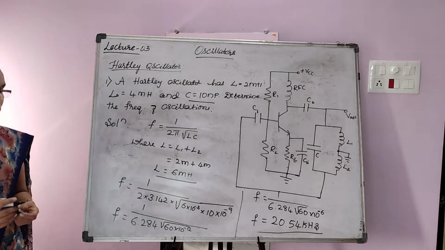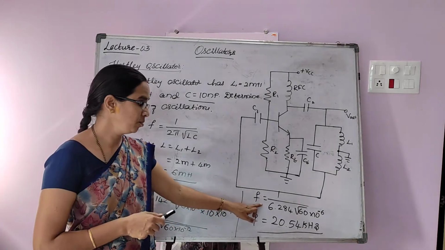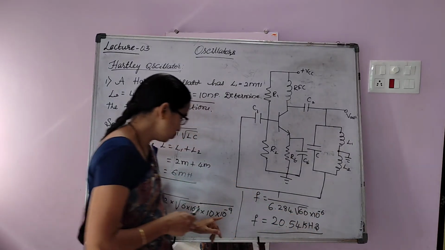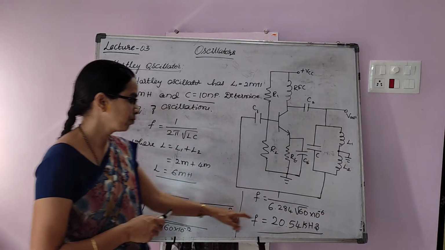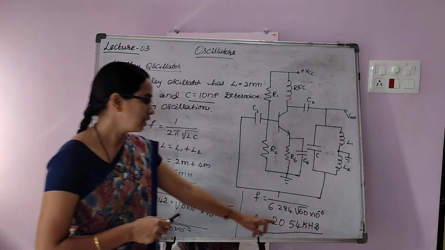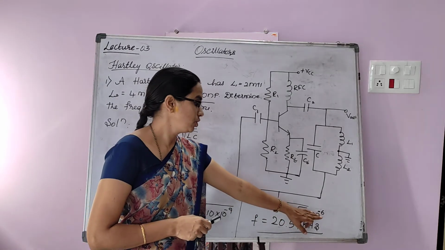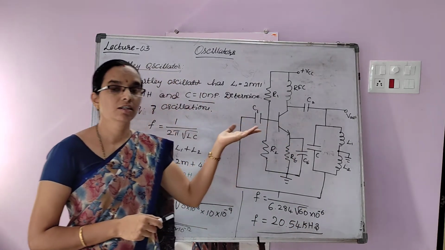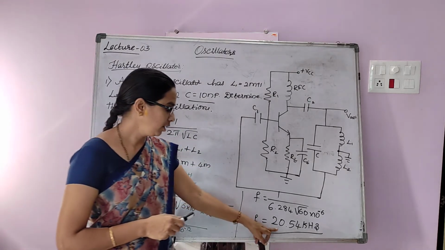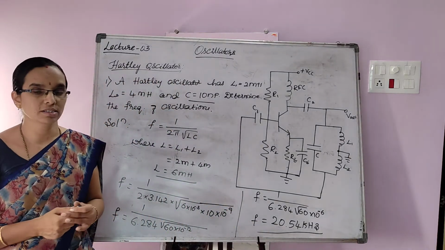The answer is 20.54 kilohertz. Be careful in simplification. Taking 10 to the power of minus 12 out, in the sense 10 to the power of minus 6 it will be, and take the square root of this, multiply with 6.284, and shift this 10 to the power of minus 6 to the numerator, it will be 10 to the power of plus 6. Then taking the reciprocal of this, you will get 20.54 kilohertz.